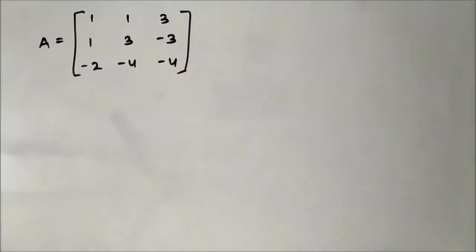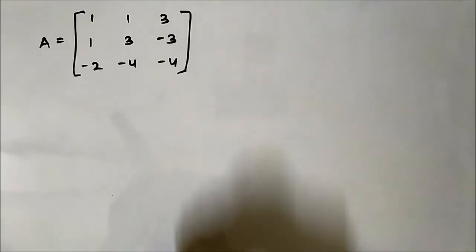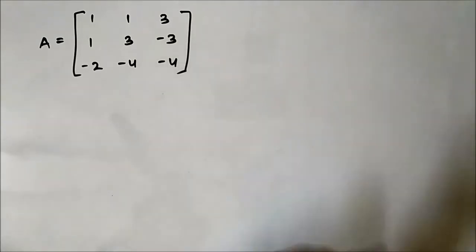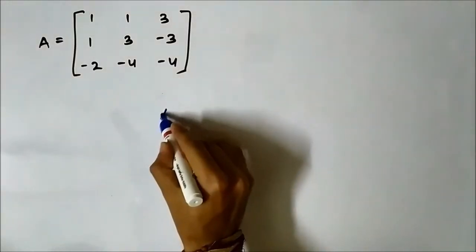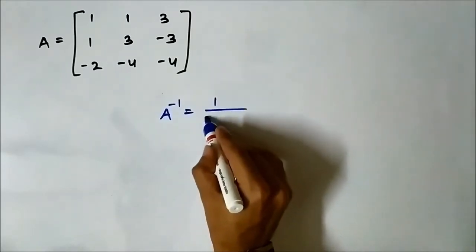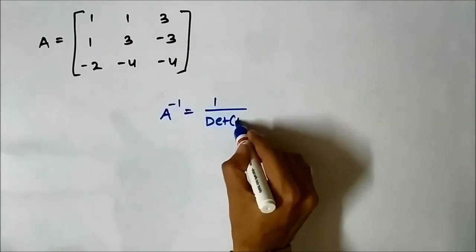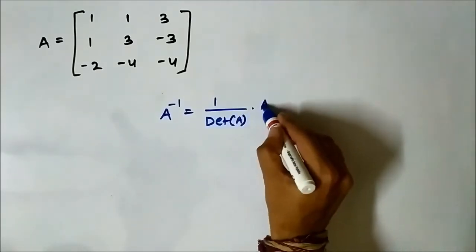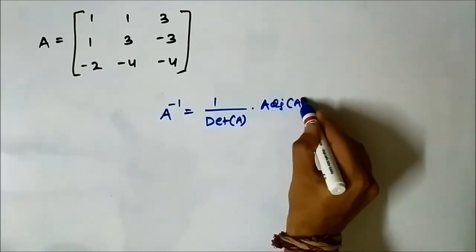Hello friends. In the previous video we discussed the determination of the inverse of a 2 cross 2 matrix. In this video we are going to do the same for a 3 cross 3 matrix. Here we have been given a 3 cross 3 matrix and we have to determine its inverse. Let us write the formula. The inverse of a matrix is given by 1 by determinant of the matrix into adjoint of that matrix.